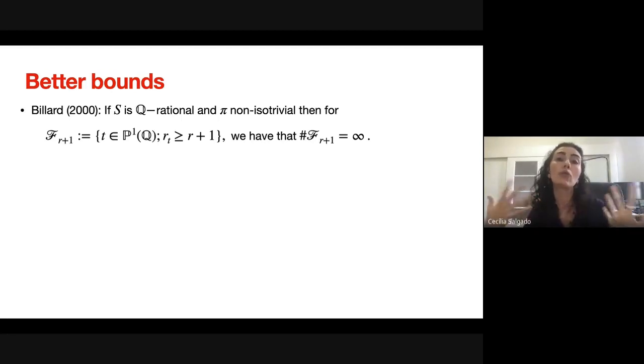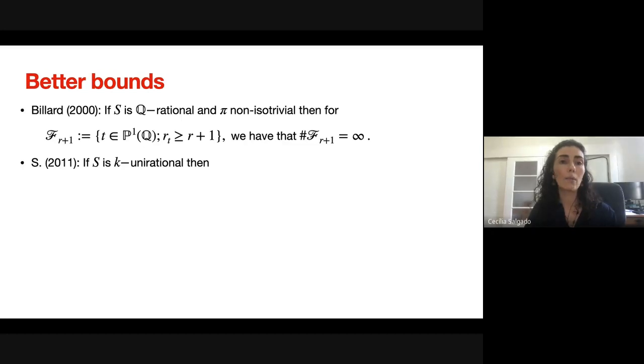And they are expected to hold, I would think so, even though I'm not an expert, over number fields. But this is because he was using results over Q, and that's what he could do with it. And then a few years later, I started my thesis, and my question was, can I do better than that? Can I replace Q by some number field? Can I do a better rank jump?